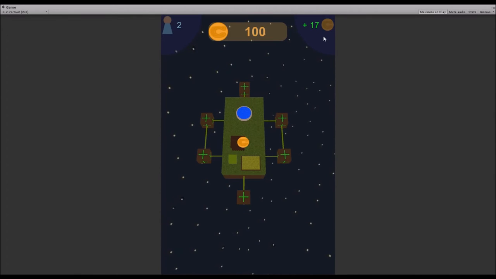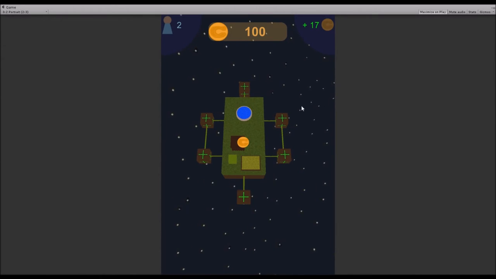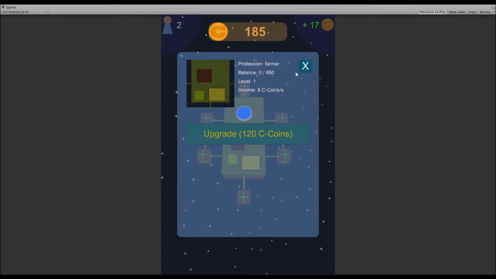70 sea coins every 2 seconds. So if you now collect, you can collect the coin by clicking it. This is why I said it's like cookie clicker. And we can upgrade it for 120 sea coins. And as you can see, there's a balance. Its profession is now farmer.